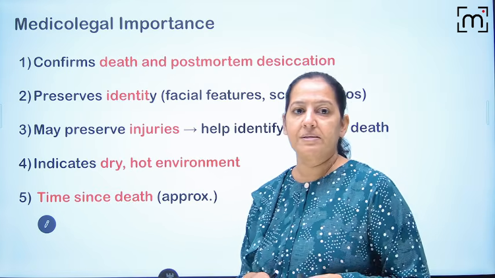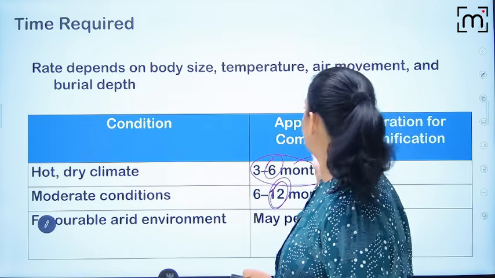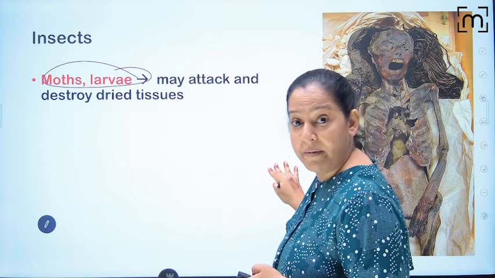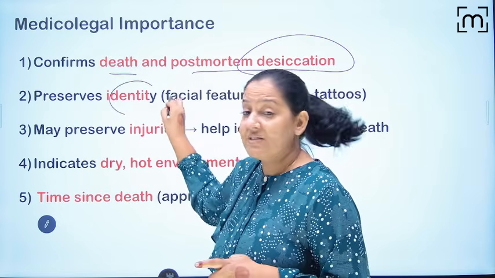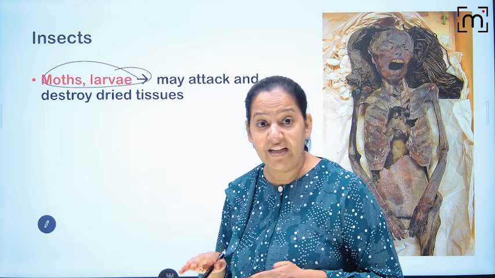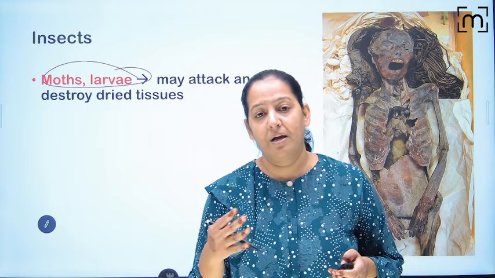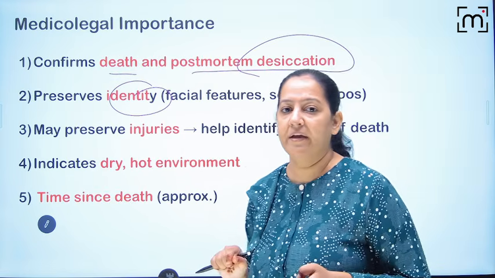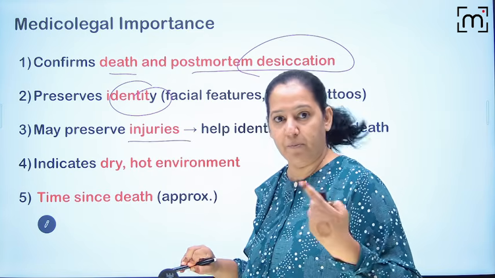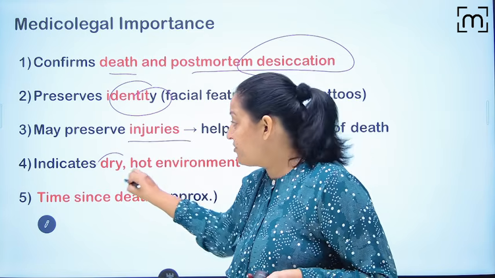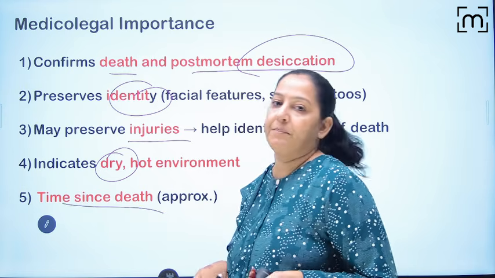What is the medical legal importance? There are 5. Number 1, it confirms death. Obviously, this person is not alive, it is mummified. So it confirms death and postmortem desiccation. Number 2, it preserves the identity. It prevents putrefaction, so it preserves identity. We can identify the person from the facial features. It preserves injuries also, like adipocere. It indicates the body was in a dry environment for the last months or years. And it tells us the approximate time of death.